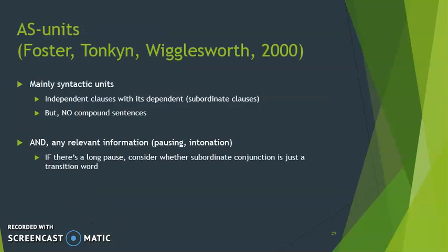Okay, so the AS units based on Foster, Tonkyn, and Wigglesworth are mainly syntactic units, but independent clauses should all be with their dependent clauses, all the dependent clauses with its independent clause, but no compound sentences that we would see in writing. And any relevant information we should use: pausing, intonation. If there's a long pause, consider whether that subordinate conjunction is really functioning just as a transition word.